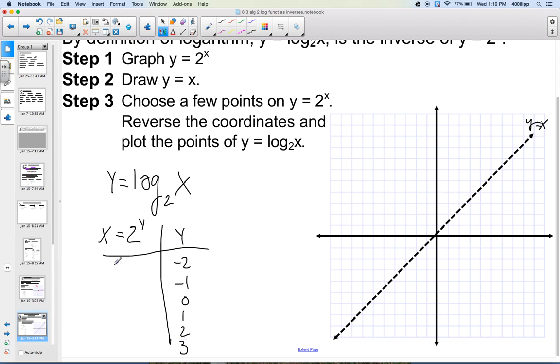So I have 2 to the -2 is 1 over 2 squared, which is 1/4. Okay, I have 2 to the -1 is 1/2. I have 2 to the 0 is a 1. 2 to the first is 2. 2 squared is 4. And 2 cubed is 8.